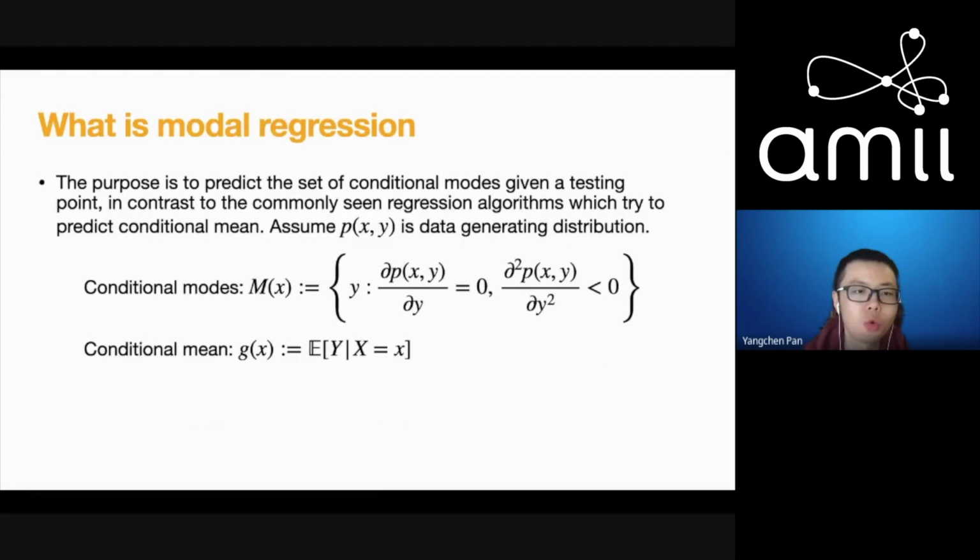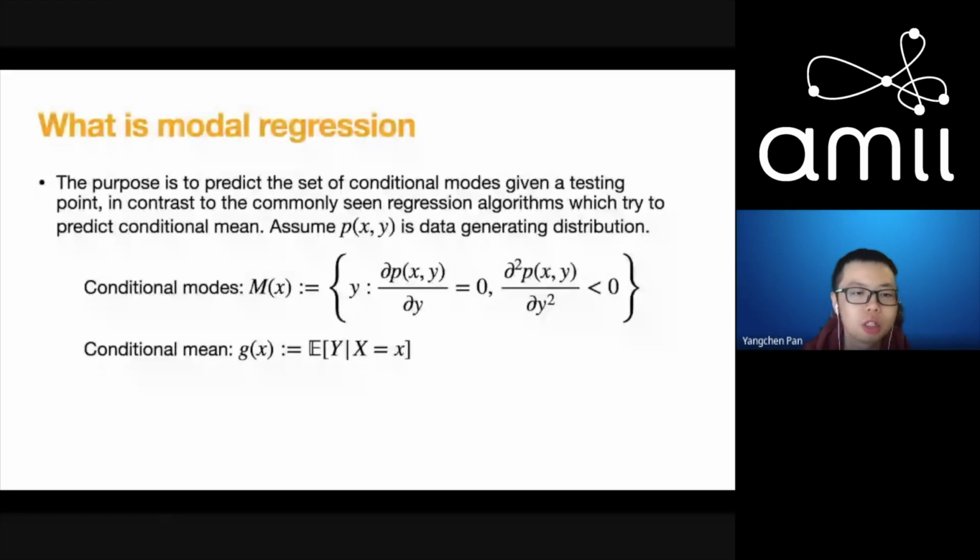First, I want to talk about what modal regression is and why we care about modal regression. The purpose of modal regression is to predict the set of conditional modes given a testing point, in contrast to the well-known L2 regression, which tries to predict the conditional mean. Assume that P of xy is a data generating distribution. By doing modal regression, we actually try to predict a multi-valued function, m of x here.